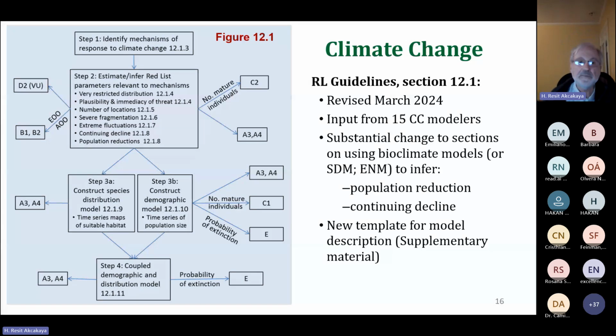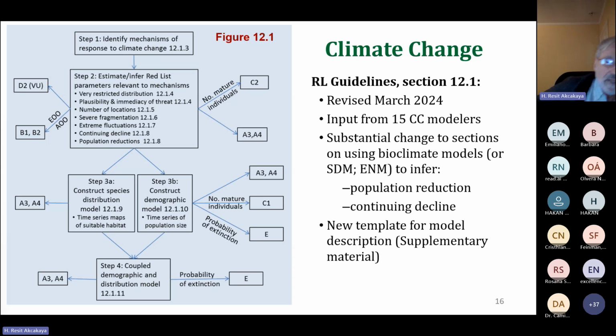And this resulted in substantial change to sections on using bioclimate models. Now, bioclimate models are also known as species distribution models, SDM, or ecological niche models, ENM, and they are used to infer, in the context of red list, population reduction and continuing decline. Now, in revising this section, we also realized that what will really help both the assessors and the reviewers and us, the committee who is usually asked to review these models, is a standardized way of summarizing the information that goes into these models so that we can easily see what is missing and what is needed.